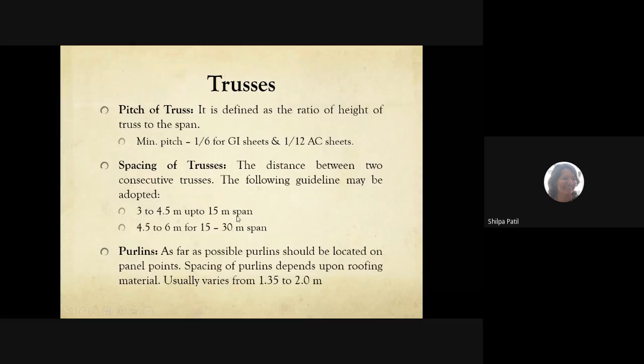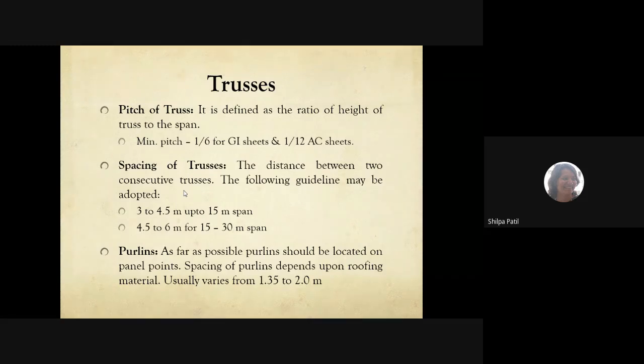So span and spacing of the trusses have a direct connection with the sheets, the roofing material and its type. Is it clear? These two are the most important parameters, and if we do not care about adopting a specific value for pitch and spacing of the trusses, our whole further design may go wrong. Wrong means unsafe. We cannot say wrong, but it becomes unsafe if we do not follow these guidelines while adopting pitch of the truss or spacing between the trusses.